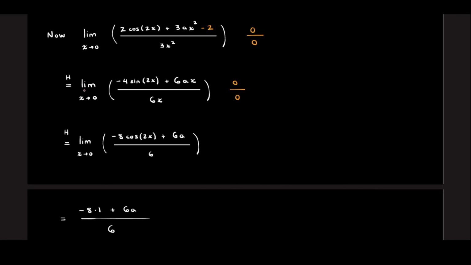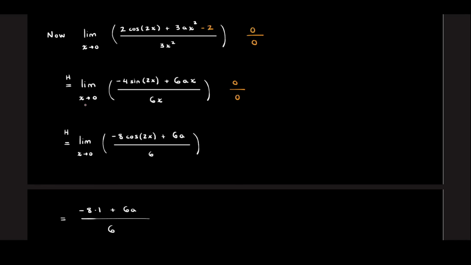Now let's apply L'Hopital's rule. We have to differentiate the top and bottom separately. The bottom is very simple: power rule, you just get 6x. Now on the top, we have to use chain rule again. The derivative of cosine is minus sine, but then by the chain rule, you have to multiply by the derivative of the inside, which picks up another factor of 2. And so we get minus 4 sine 2x. The derivative of this by the power rule is just going to be 6ax.